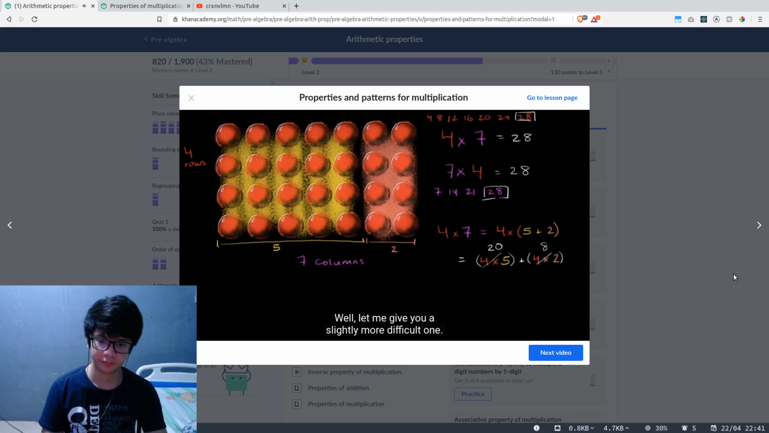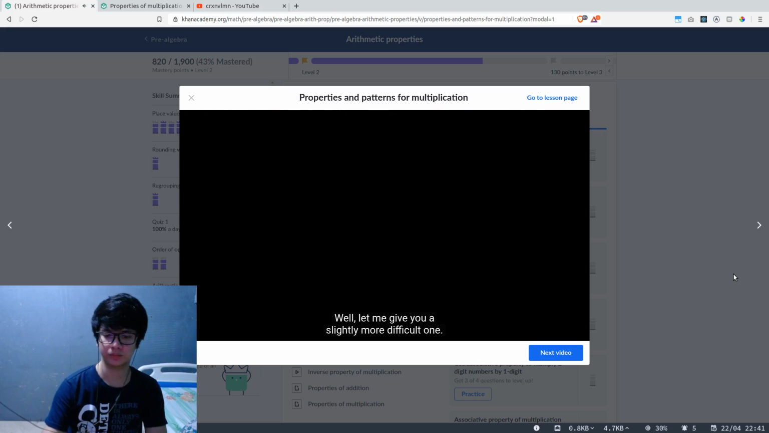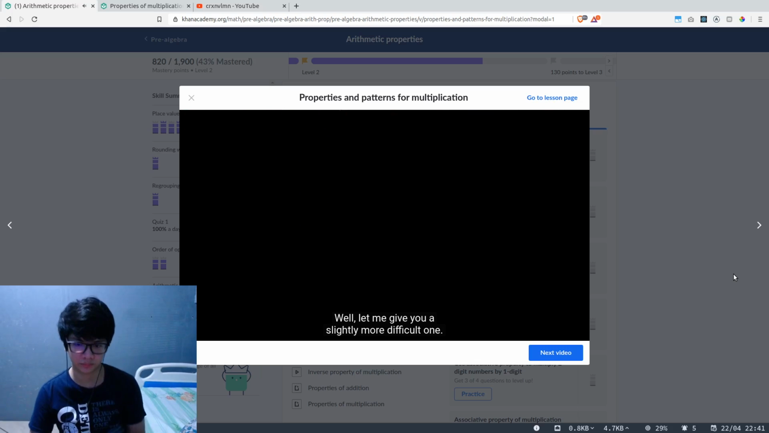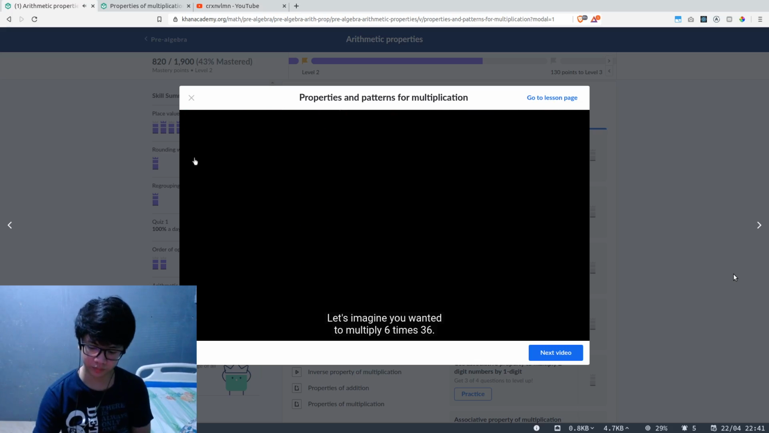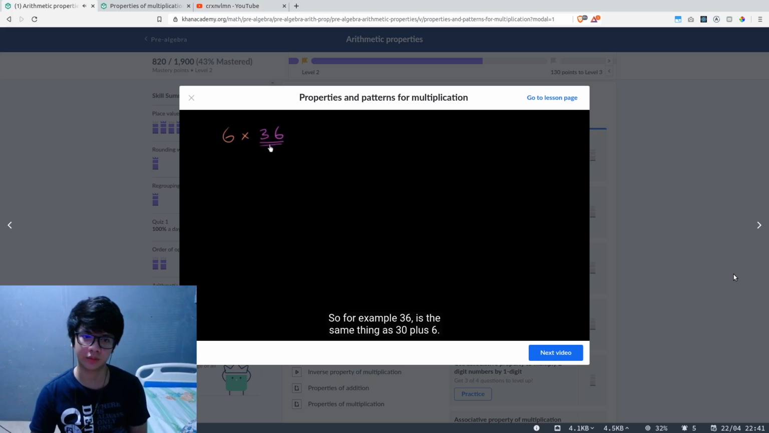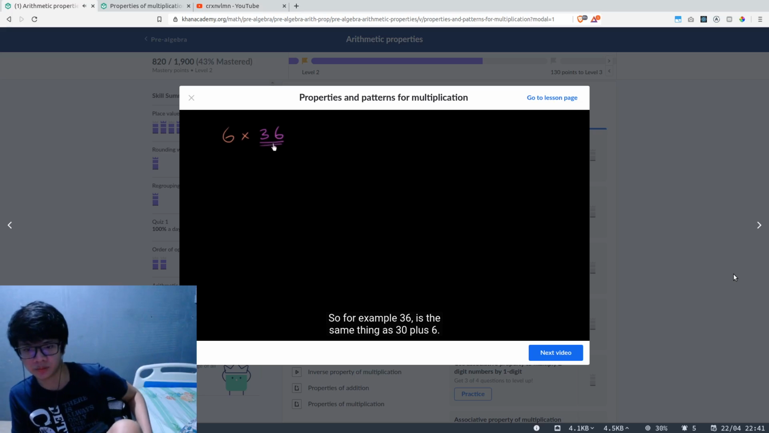Well, let me give you a slightly more difficult one. Let's imagine you wanted to multiply 6 times 36. How could you do this? Well, you could decompose 36 into 2 numbers where it's easier to find the product of that and 6. So for example, 36 is the same thing as 30 plus 6.